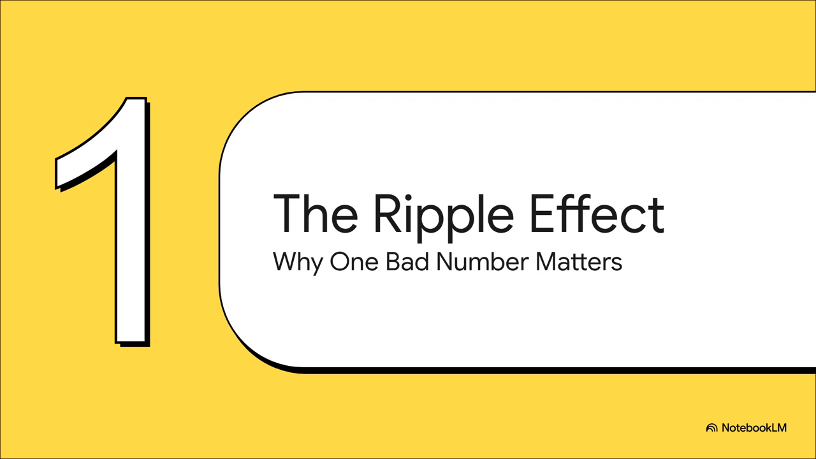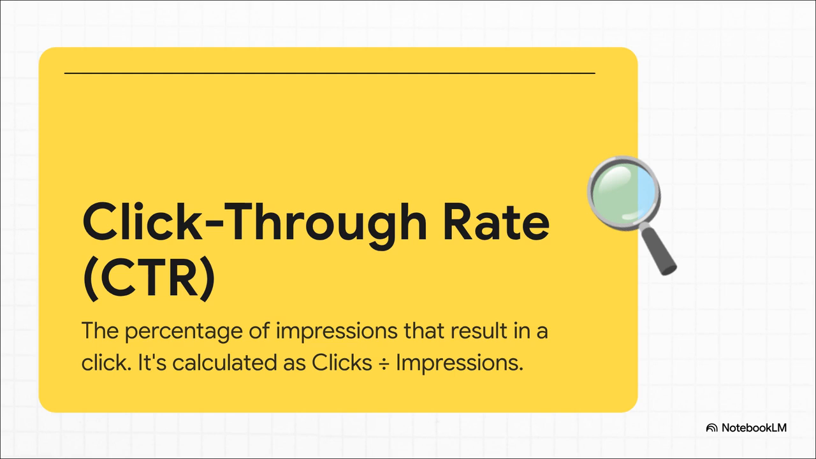Well, it created this huge ripple effect. See, when a core metric like impressions goes wrong, it doesn't just stay in its own little box. It cascades through all of your data, and it pretty much contaminates everything it touches. It all starts with a metric that every single one of us relies on, click-through rate, or CTR. It's a super simple but really powerful formula, right? It tells you how good your content is at actually getting someone to click. It's just clicks divided by impressions.